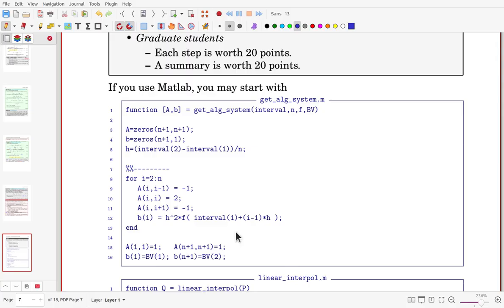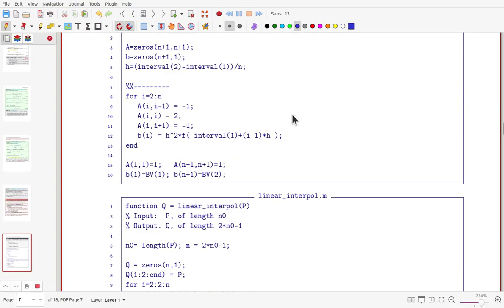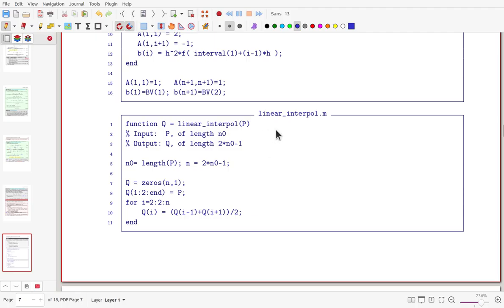In part 2, in fact, chapter 7 possibly will deal with this technique. Through this function, we'll get anyway A and B for given number of grid points. And this is the simple linear interpolation.